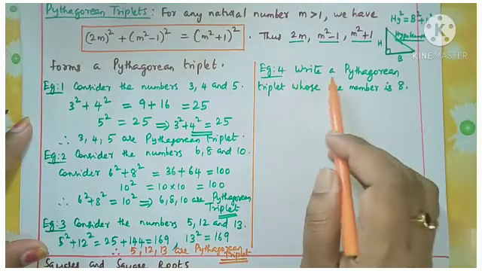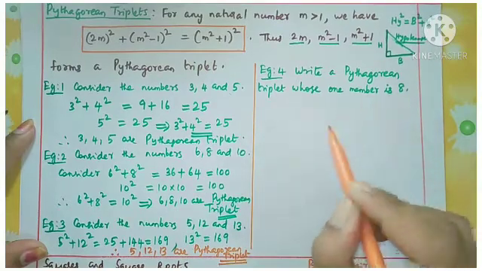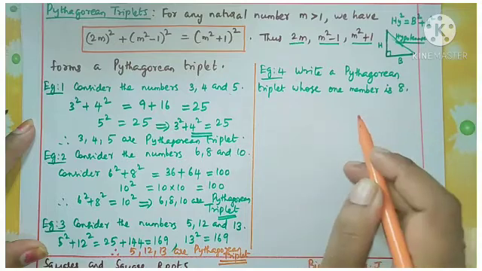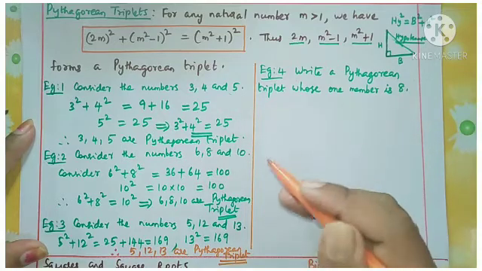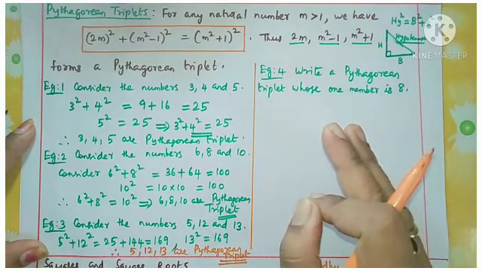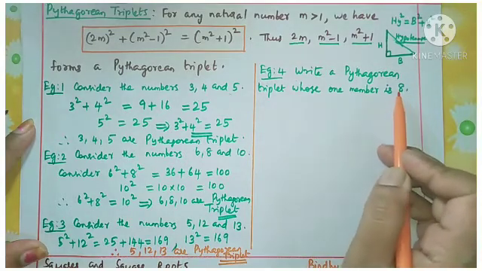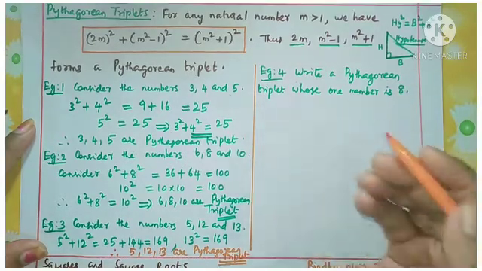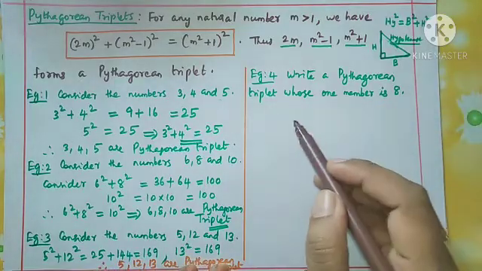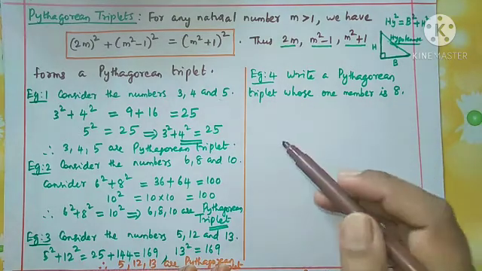Write a Pythagorean triplet whose one member is 8. Here only one member of the Pythagorean triplet is given. We need to find the other two members. You know, in a triplet there are three numbers, and from those three numbers only one number is given here. We want to find the other two numbers.